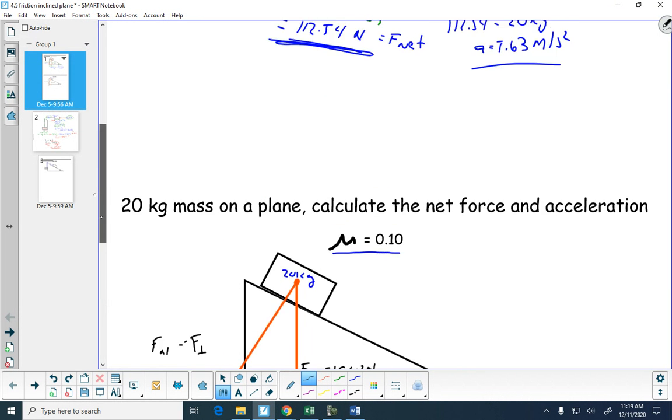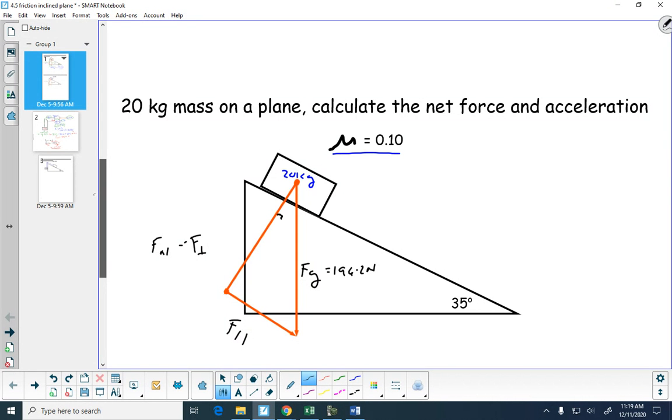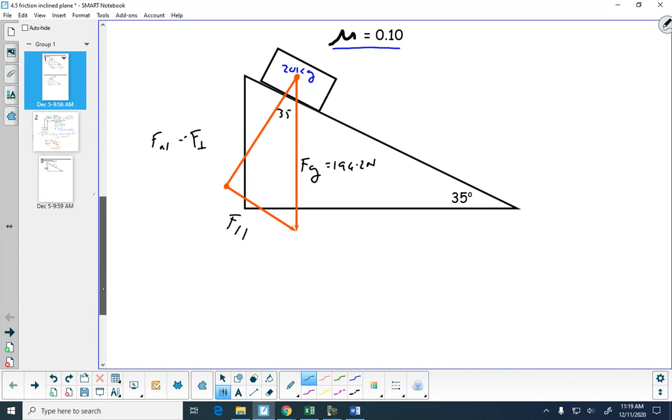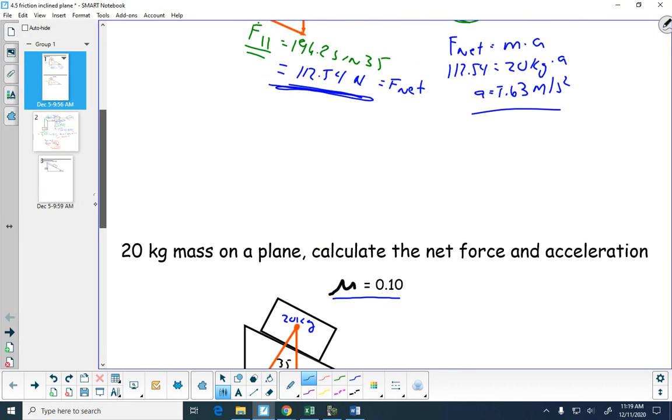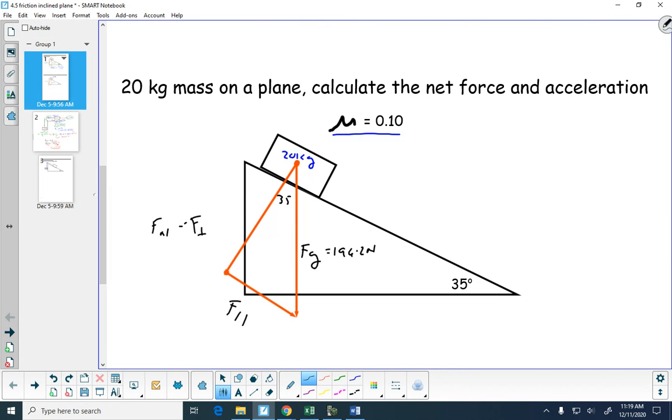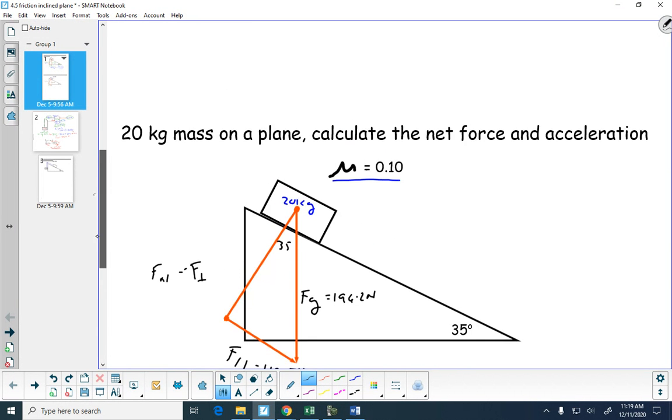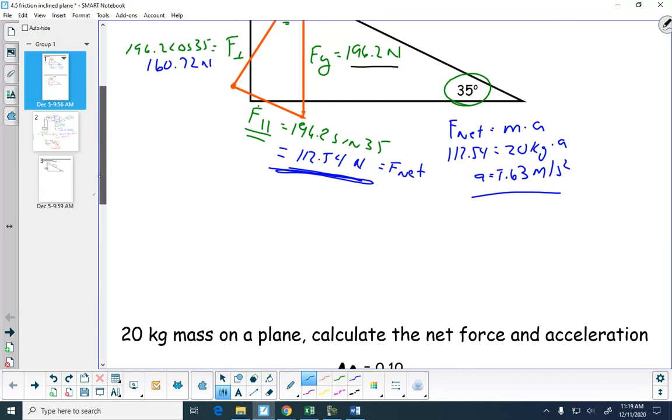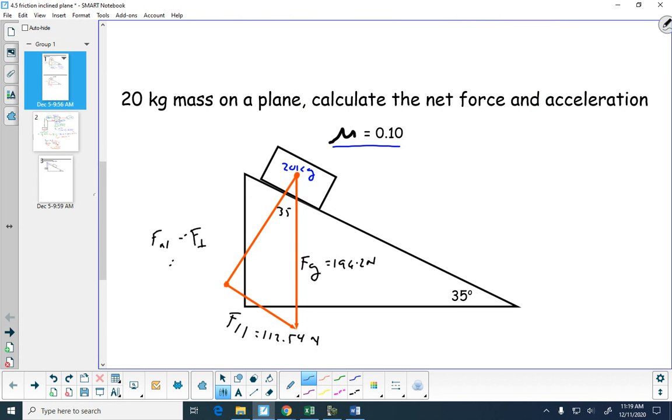Our force parallel is still going to be the same. Our 35-degree angle transfers up to here. So our force parallel is 112.54 newtons. And our force perpendicular is 160.72 newtons. Now this force perpendicular and this force normal, they are the same thing. But now what we have is friction.